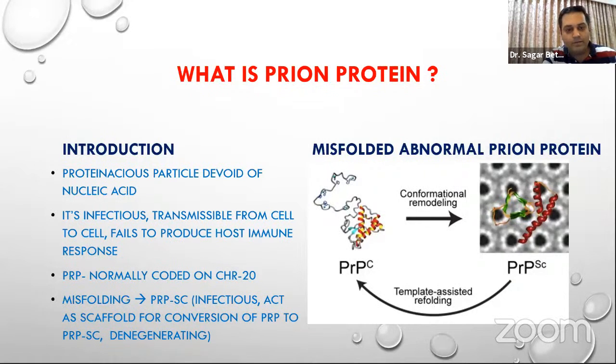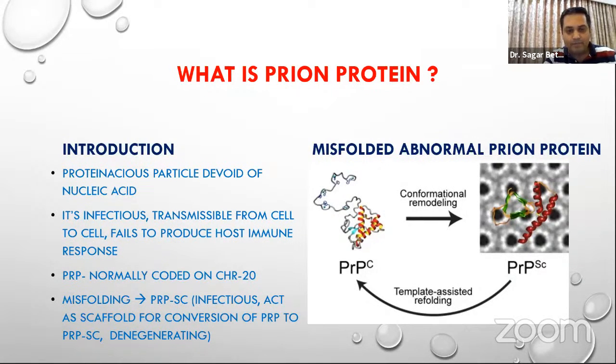It has a structure like a protein, and it is infectious and transmissible from cell to cell in an intracellular fashion like a virus. But unlike a virus, it does not have nucleic acid, and it fails to produce any sort of immune reaction in the host, and hence there is no inflammation in the imaging or the biopsy findings. It is a normally coded protein, otherwise PrP, a very benign, harmless protein present in all of us, on the short arm of chromosome 20.